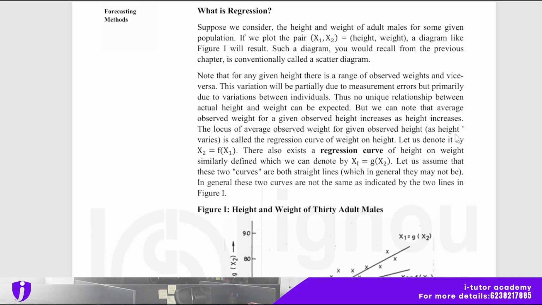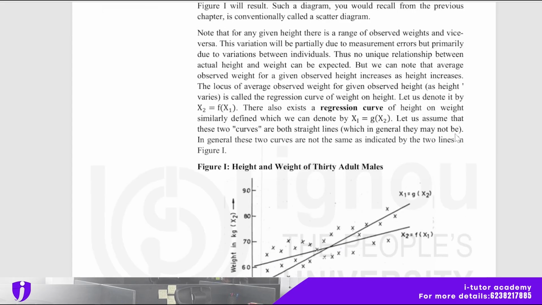Note that for any given height there is a range of observed weights and vice versa. This variation will be partially due to measurement errors but primarily due to variations between individuals. Thus no unique relationship between actual height and weight can be expected, but we can note that the average observed weight for a given observed height increases as height increases. The locus of average observed weight for a given observed height is called the regression curve of weight on height.